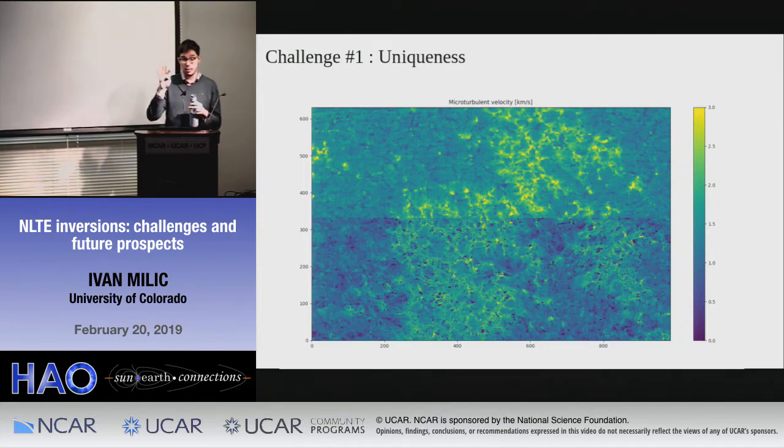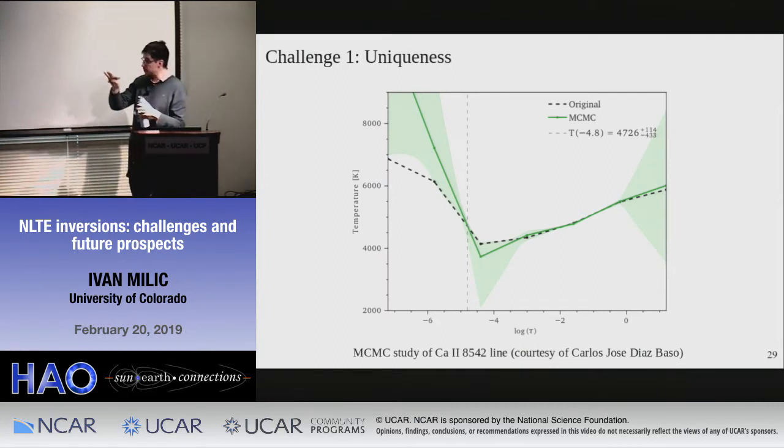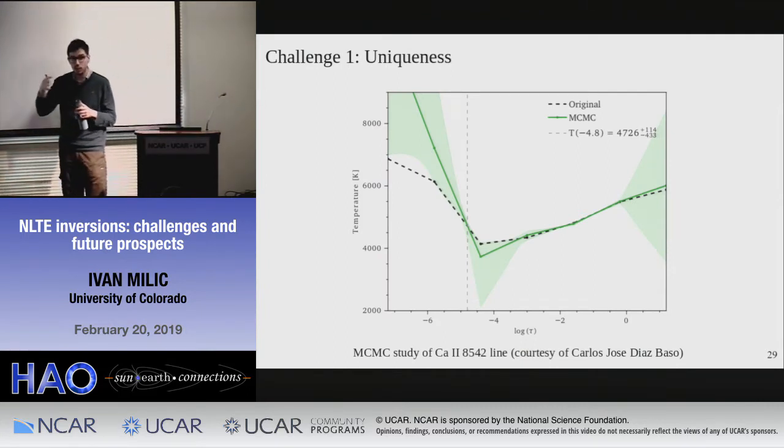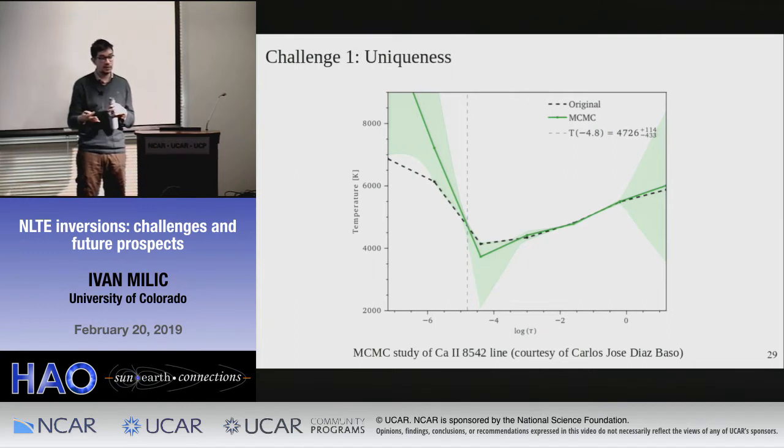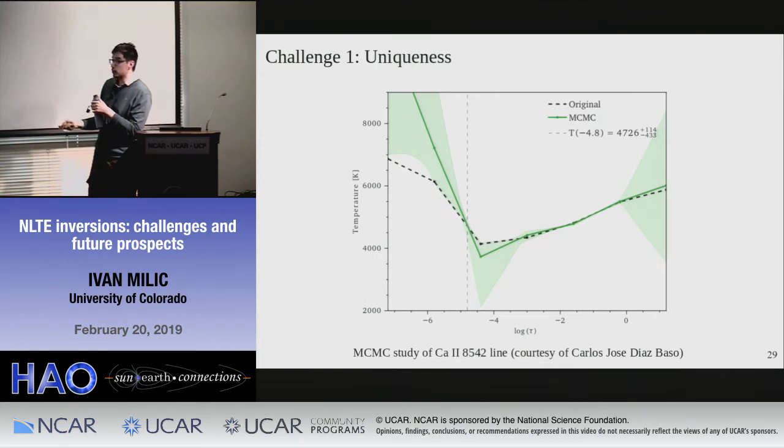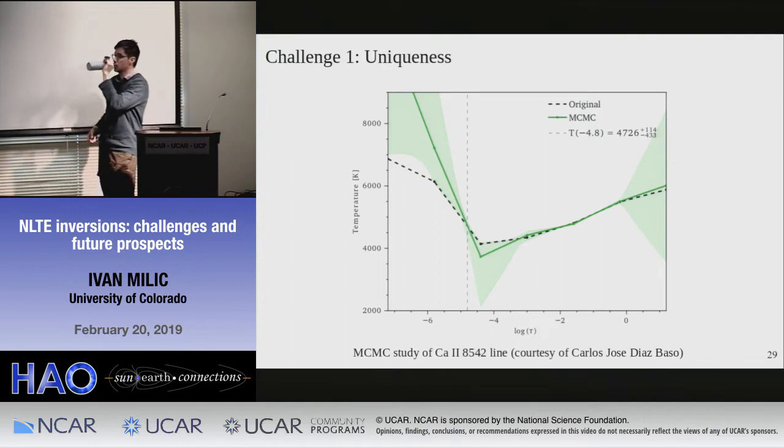So that's like the challenge number 1, uniqueness. And it doesn't only happen in this case, it actually also happens within one and the same parameter, that you simply can't infer your quantity very, very well. So these are sort of Markov chain Monte Carlo tests of inversion of the calcium 8542 line, done by Carlos José Díaz Baso from the University of Stockholm. So he's inverting here one single calcium line profile, and what I'm showing you here is basically the uncertainty in the inferred model atmospheres.